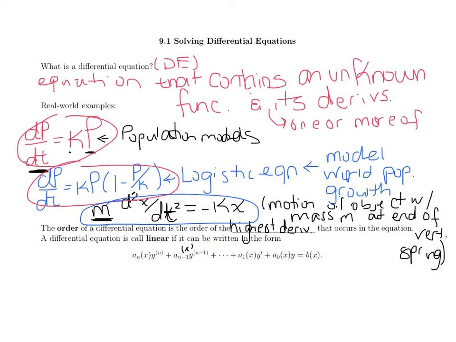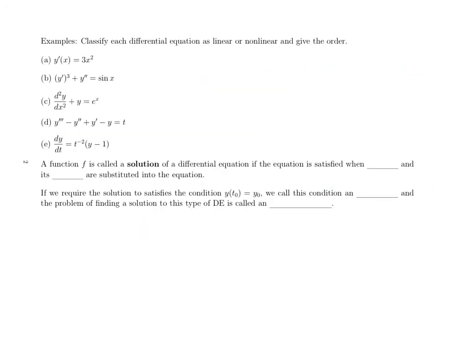So here it looks like we have 5 examples. We're going to go through and talk about if it's linear or nonlinear, and then we're also going to talk about the order. So we'll do linear or nonlinear, and then we'll also talk about the order of each of these. So here on letter A, we have y prime is equal to 3x squared. And in this case, it is in fact linear because the derivative is just y prime. So that's great. And the order here is 1 because the highest derivative is 1.